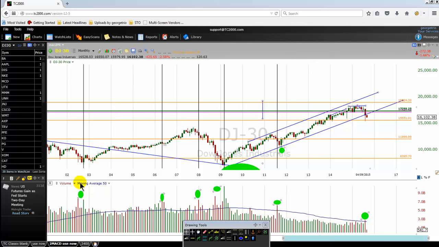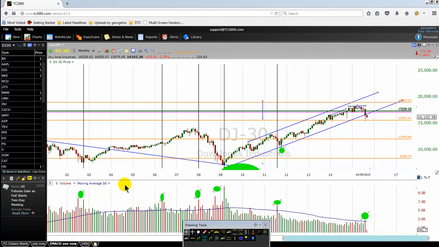When we see the red volume bar, it doesn't mean that these are sellers. When we see the green volume bar, it doesn't mean these are buyers. The red volume bar can also represent the buyers, and the green volume bar can also represent the sellers. So the color of the volume bar does not indicate whether these are buyers or sellers. Very, very important.